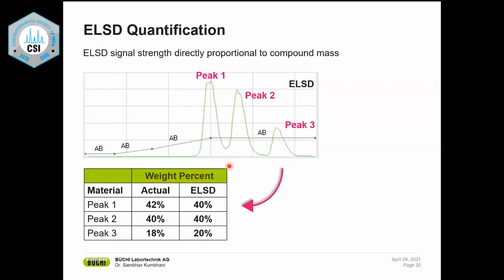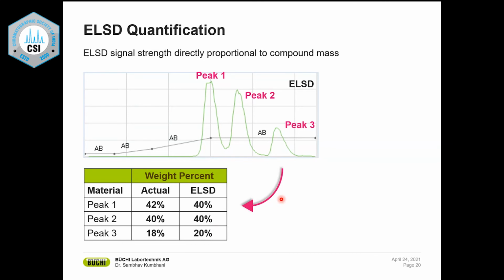Here's an example of that. So this was the actual concentration of your sample of the three compound mixture that got separated using ELSD. And using peak height, we could estimate almost pretty accurately that the first compound is 40% and the last compound is 20% and stuff like that.